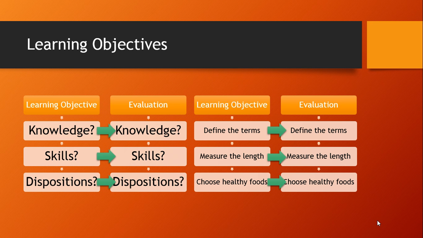If you're asking your students to choose healthy foods, are you actually evaluating that the students are choosing them, or are you evaluating that the students write about how to choose healthy foods? So there's a good way for you to determine whether there's compatibility between what you're saying you want your students to achieve in your learning objective and what you're evaluating them for.